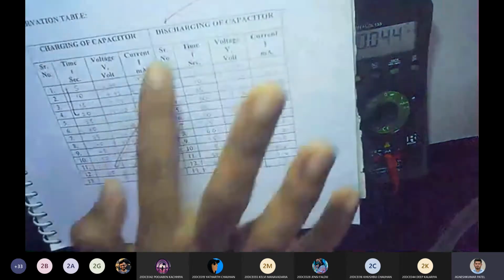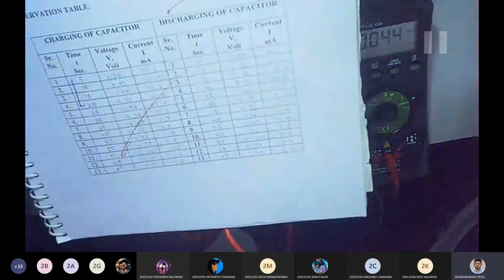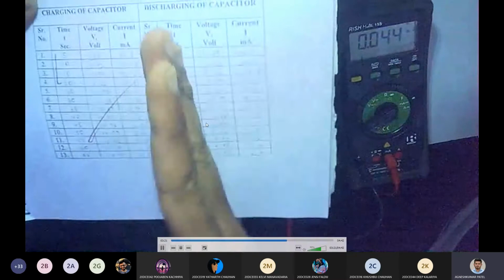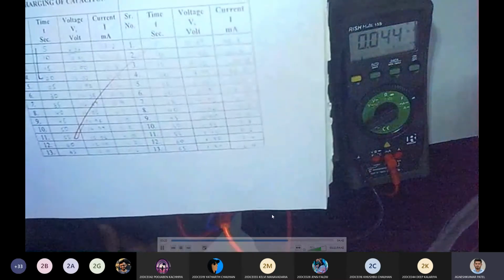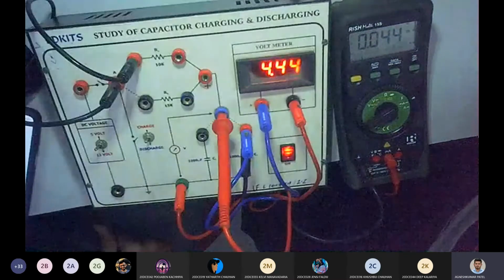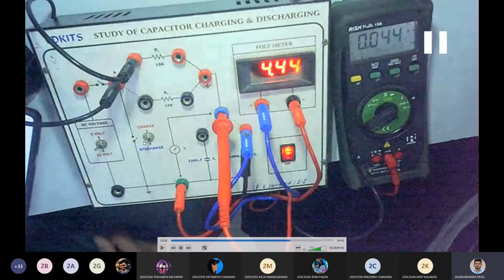So this is the first part. The first part is over; we'll stop here for the charging. Now we'll start discharging, the right part. In discharging, we'll just put the switch in the discharging mode. As soon as we do that, this battery will be eliminated and a new circuit will be formed from this resistor through the ammeter, through the capacitor, through this line over here. So no battery is included when I switch to discharge.